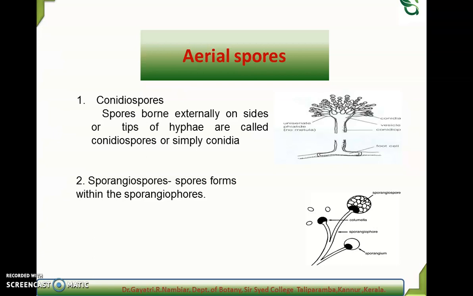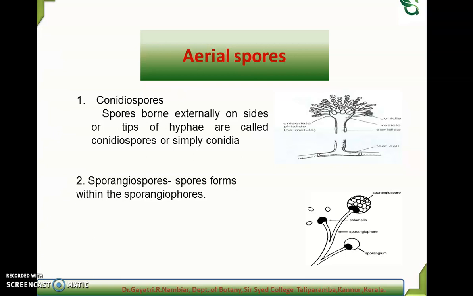Then conidia or conidiospores. They are non-motile spores produced singly or in chains by constriction at the tip or lateral side of special hyphae. So here constriction will be there at the tip or lateral side of the special hyphal branch known as the conidiophore. They are produced exogenously. Sporangiospores are produced endogenously, whereas conidia are produced exogenously, and they germinate directly by giving out germ tubes.